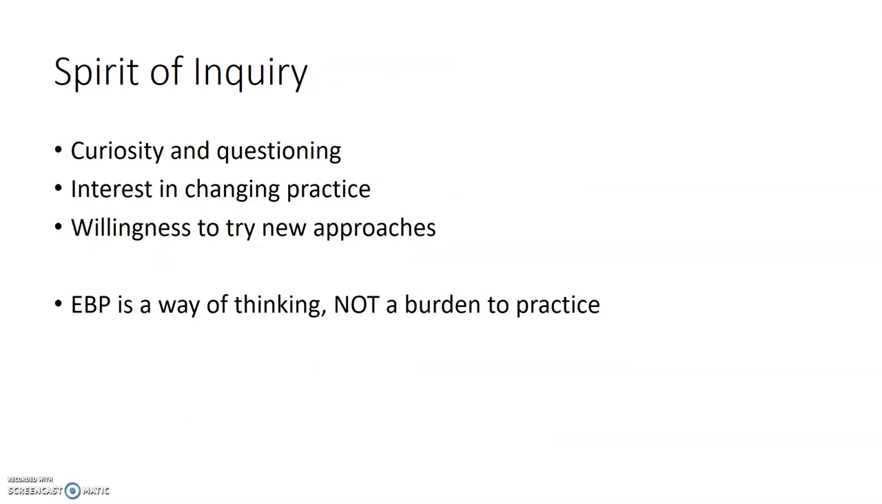Being curious about the effectiveness of nursing interventions is the first step to evidence-based practice. Questioning if the current practice is best and being willing to change and to introduce a new way of practice are essential components of the process. Nurses with a spirit of inquiry understand that evidence-based practice is a way of thinking, not an additional burden to their practice. These nurses will likely become leaders and can influence others to grow their support for evidence-based practice.